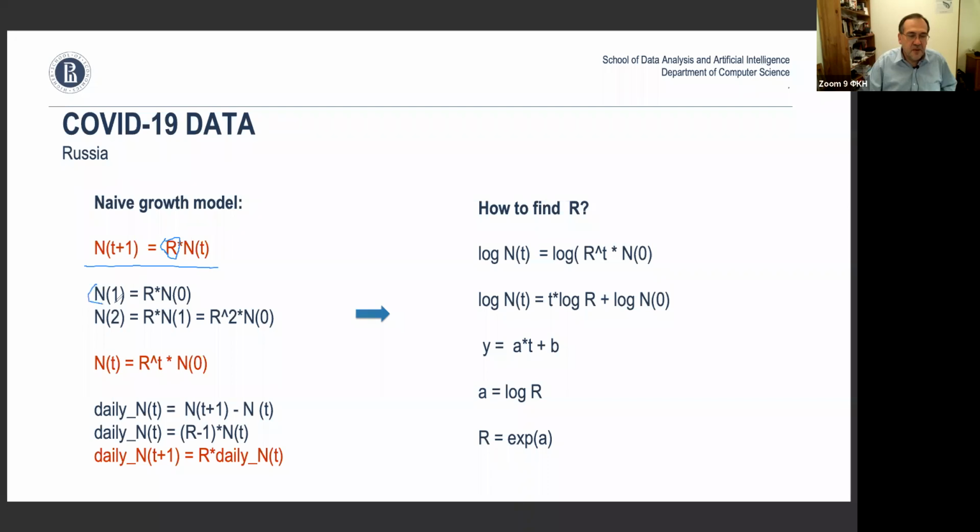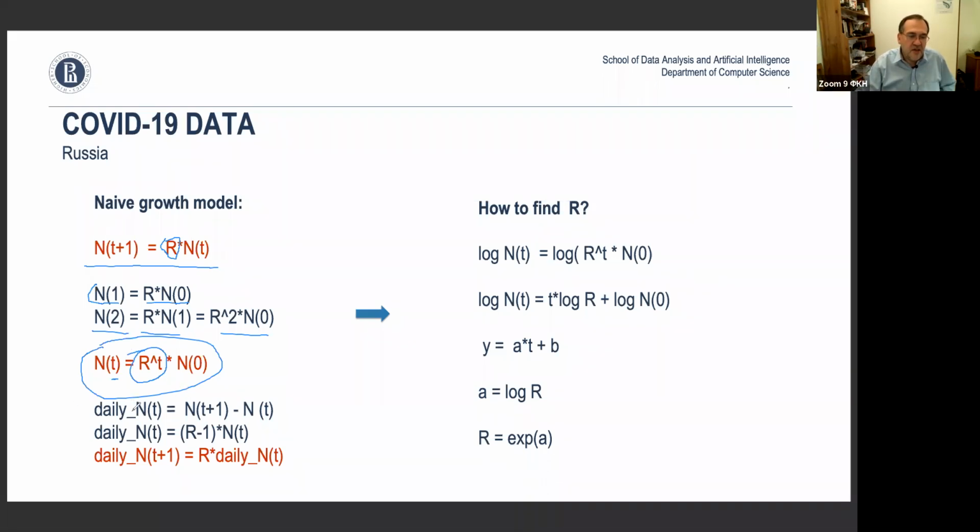So the number of people on day one is the number of people on day 0 times this number. The number of people on day 2 is this number times the number of people on the first day, which is R squared. And just keep doing it. You realize that on day t, it's this coefficient to the power t, right? And that's the scary part: you take this coefficient and put it into the power. And that's what makes growth fast.